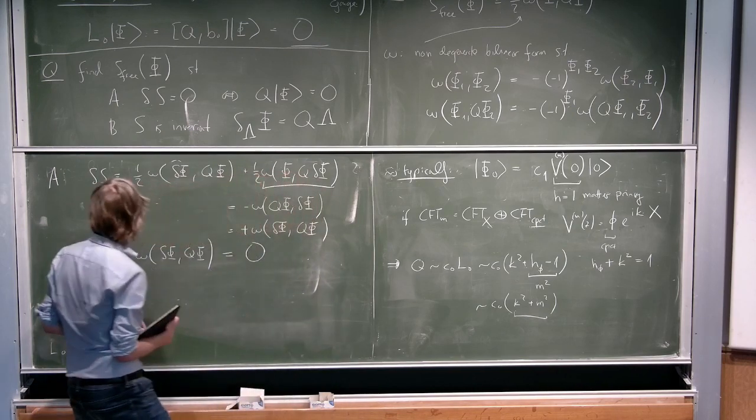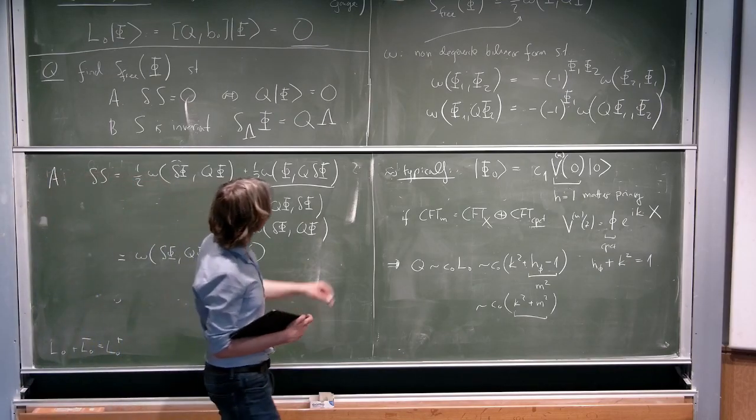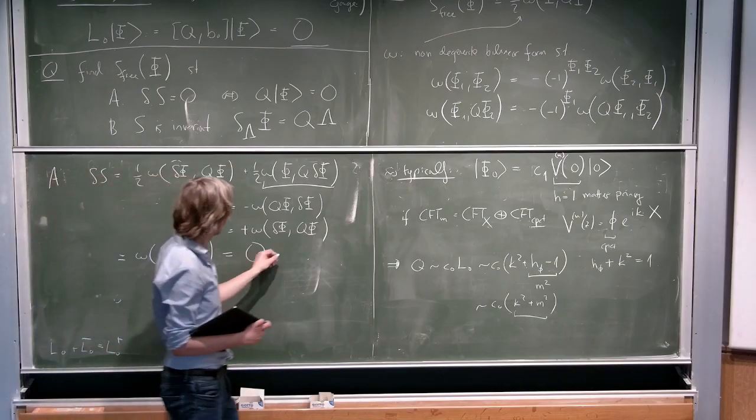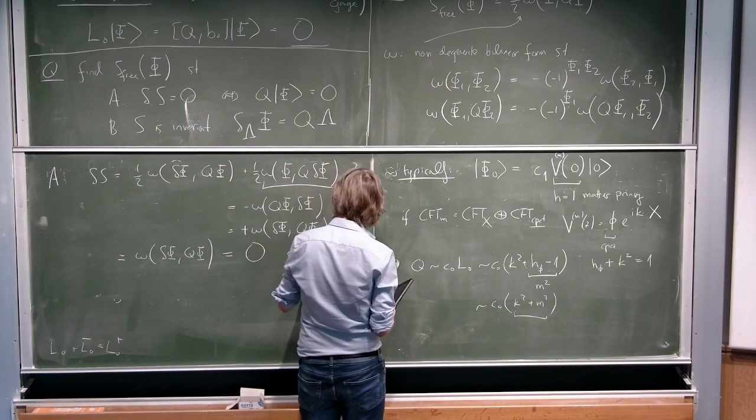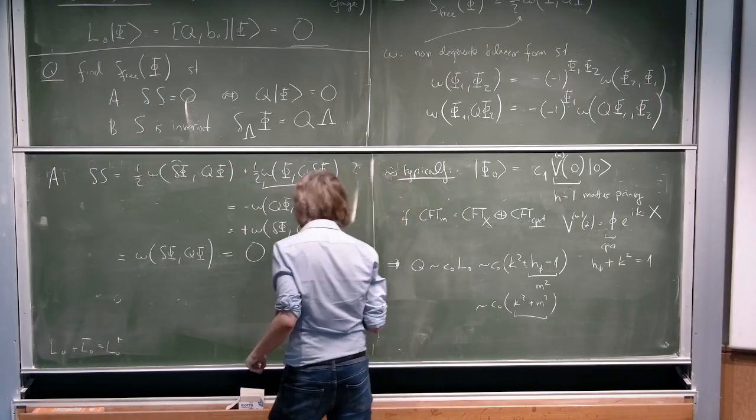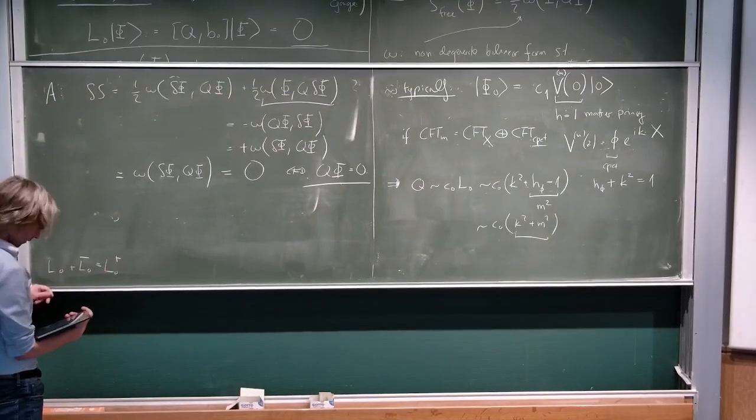And if we impose that the variation is 0, then we can finally use the non-degeneracy of this bilinear form to show that this implies that Q phi is 0. So that is this property A.